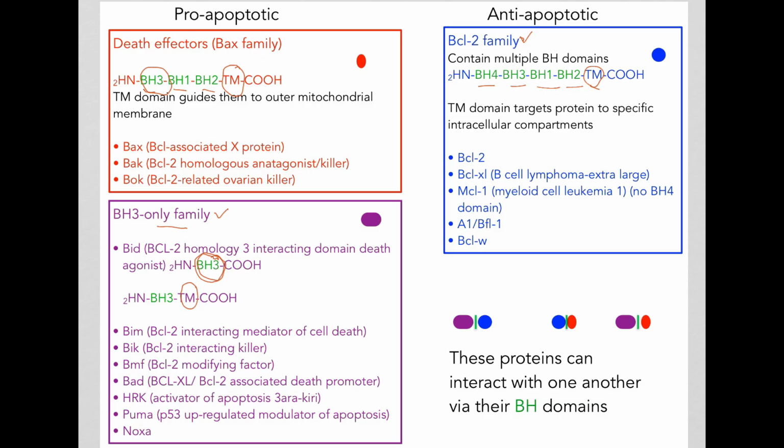Now, why are these domains important, the BH domains? Because these proteins interact with one another through their BH domains. So you can see these proteins interact with one another through their BH domains.